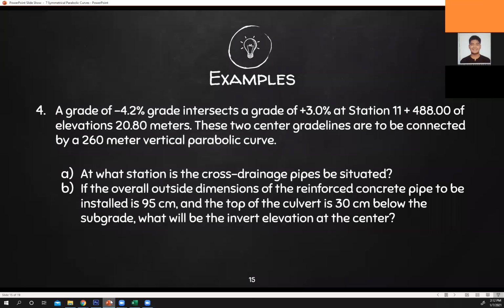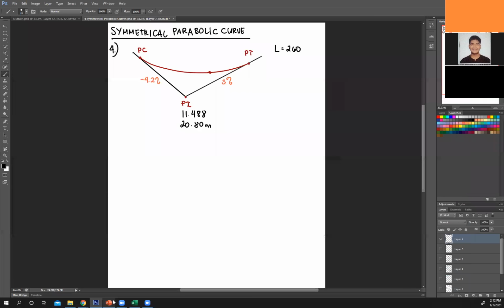So what are we looking for? At what station should the cross drainage pipe be situated? So drainage pipe, where do you think on a parabolic curve, a sag curve, should a drainage pipe be situated?